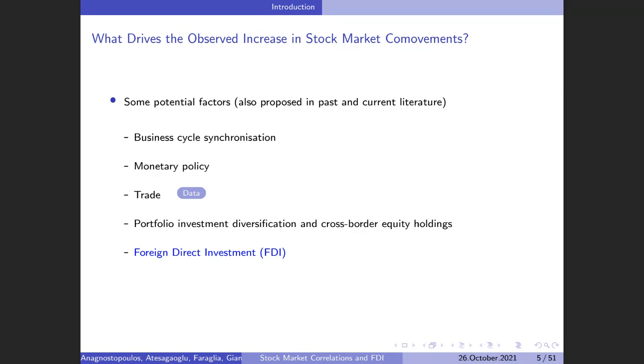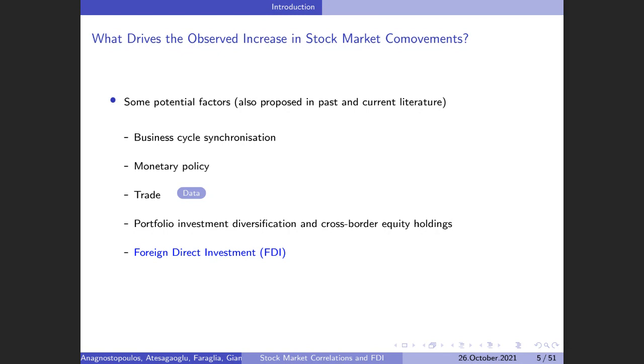I just want to first of all show you the FDI trends. How did they look, and how, at least visually, do the trends in FDI and the trends in stock market correlations show a similar pattern? Then I will explain what the link is, and how the increase in FDI can be contributing to the observed increase in the global stock market correlations.